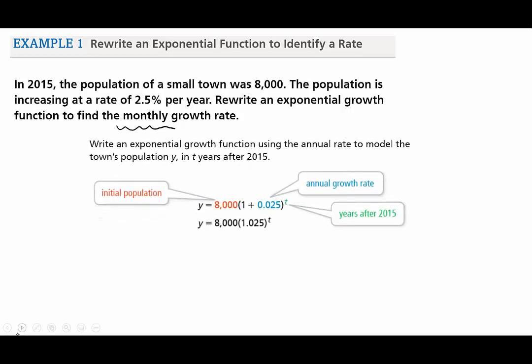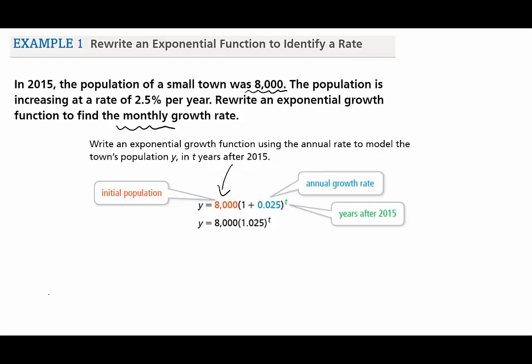We start with setting up our formula. We have that 8,000, which is our initial population. Our annual growth, notice that we changed that 2.5% to be a decimal. And then we have the number of years after 2015, because in 2015 the population was 8,000. Then we have it simplified.